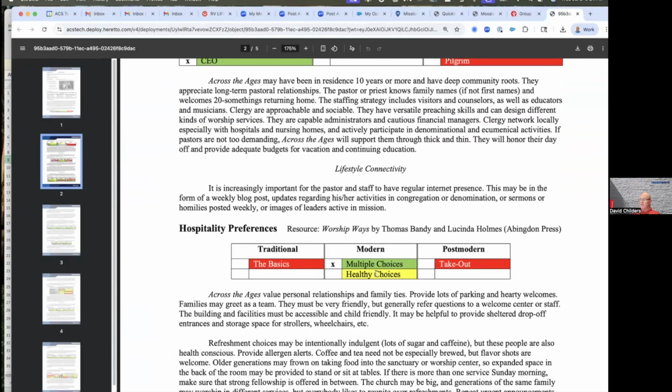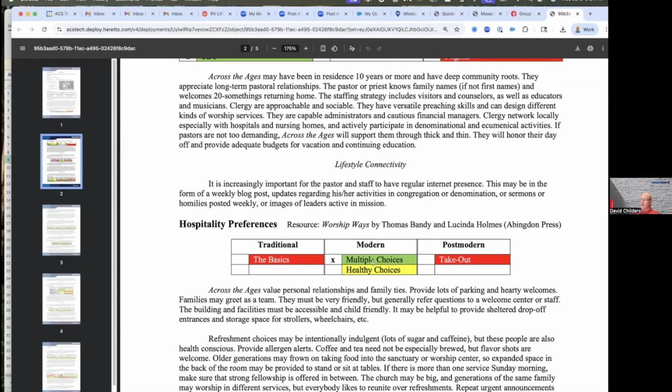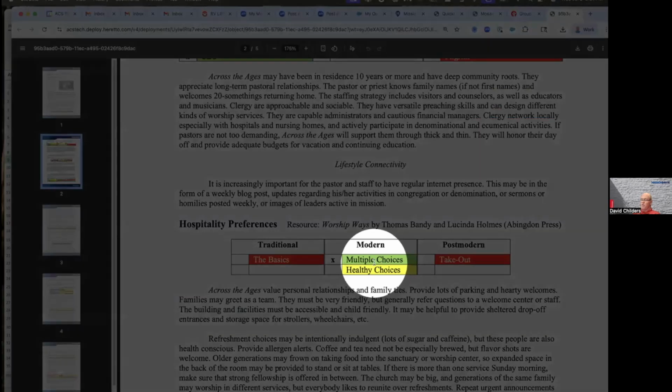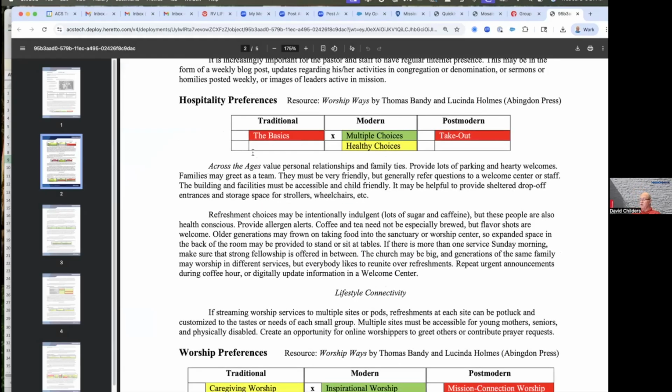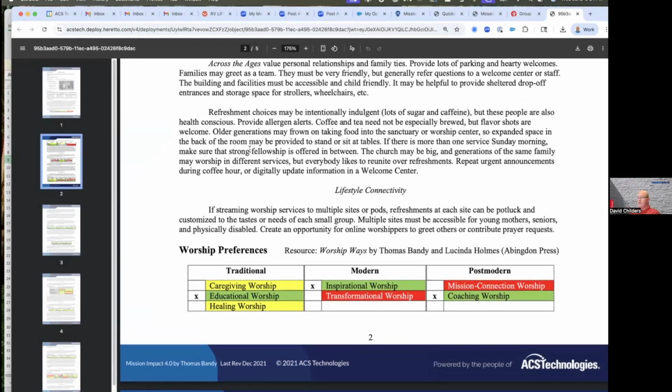What about lifestyle connectivity? Their hospitality preferences: they like healthy choices. They like multiple choices when it comes to food when you have it at church. And then it gives you that for personal relationships and refreshment choices: intentionally indulgent, lots of sugar and caffeine, but they're also health conscious. So I might not want to have a candy bar at an event for them, but they also have a tendency to be a little intentionally indulgent.